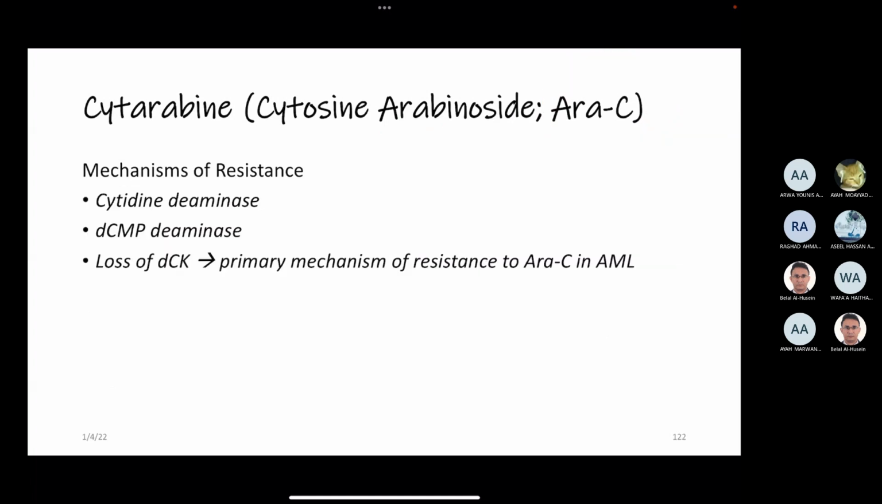or RNA synthesis. Few mechanisms of resistance which are summarized as reduced activation or increased breakdown. Increased breakdown is mediated through cytidine deaminase, which is a common degrader of all cytidine analogs, and deamination of deoxycytidine monophosphate also. This leads to the increased breakdown of the drug.